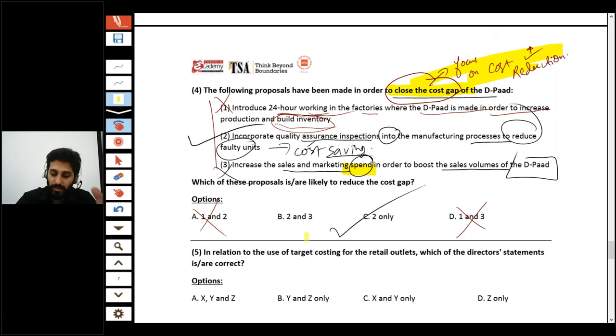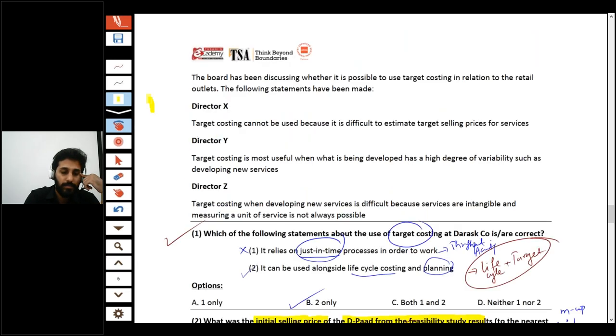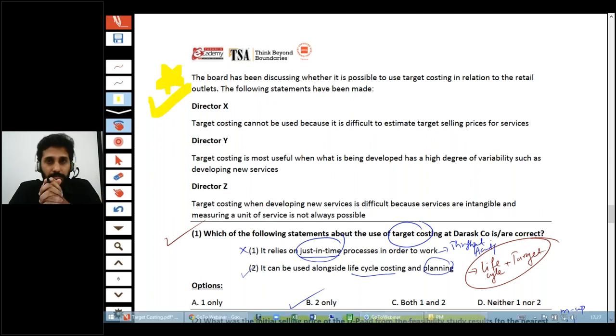Next, the next one is the last MCQ for this case study. In relation to the use of target costing for all the retail outlets, which of the director's statements are correct? Now I should go up. Please read these statements of the three directors. And simultaneously remember that while you are reading these statements of the directors, just note down who is saying correct.